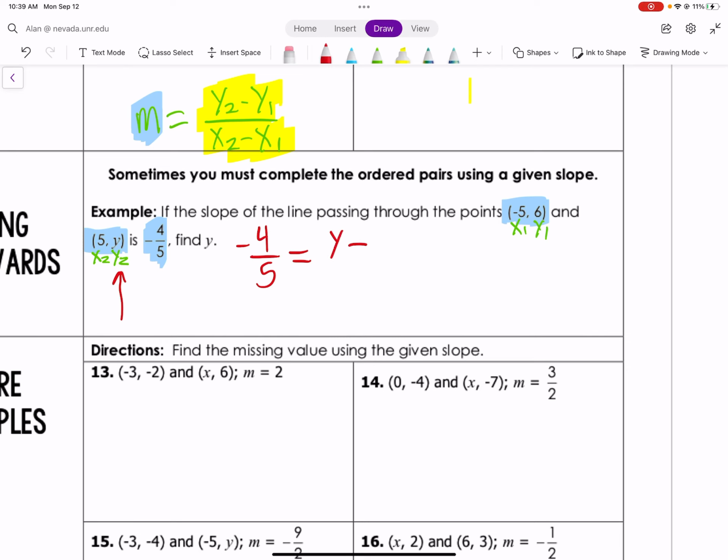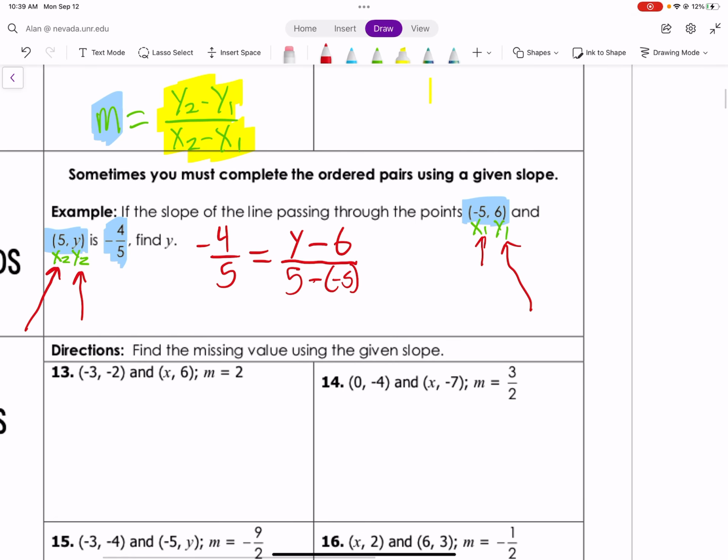We're going to solve for that y. Minus our value of y1. What's our value of y1? It's right here. It is 6. Over x2 minus x1. x2 is 5. x2 is right here. And x1 is -5. So 5 minus a -5. And we are going to solve here.